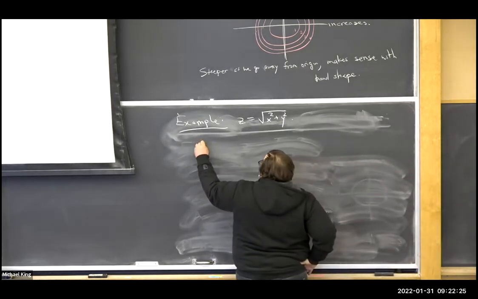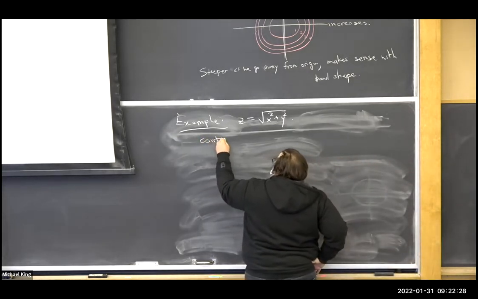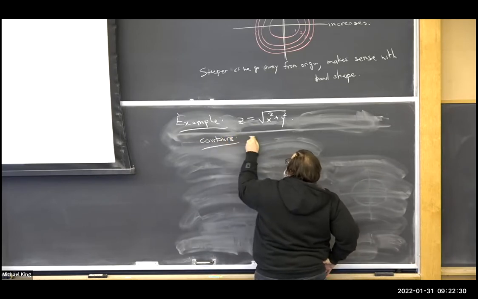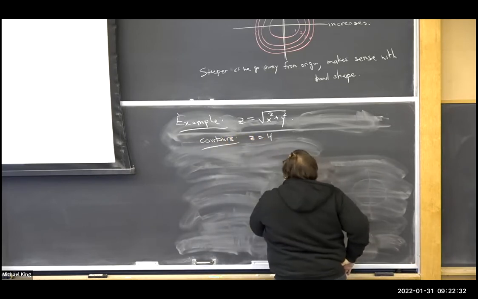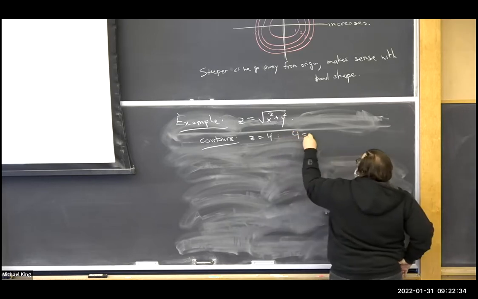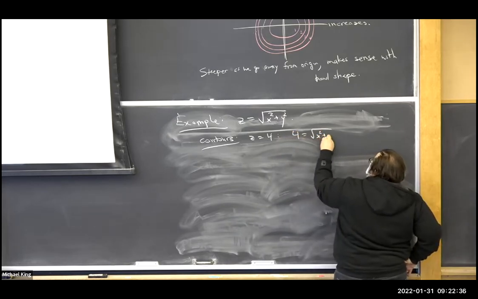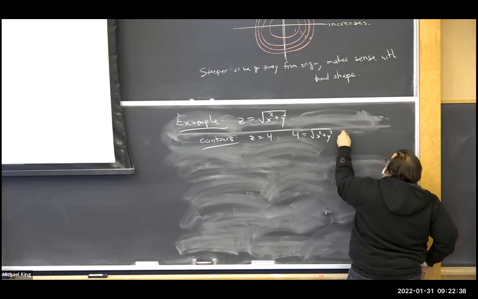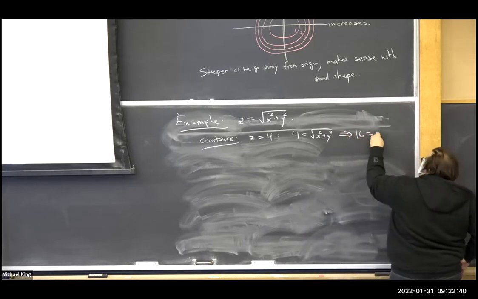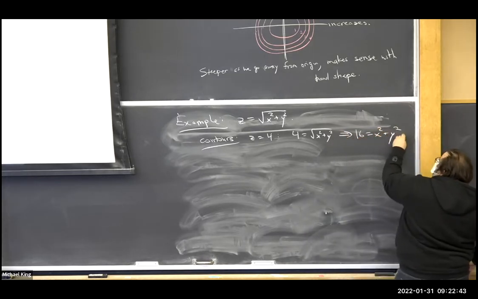Let's think about this for a minute. Again, say z equals 4, right? We get 4 equals the square root of x squared plus y squared, which we could square both sides. And now what is that contour?